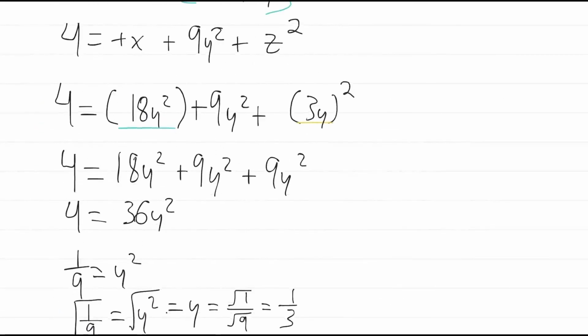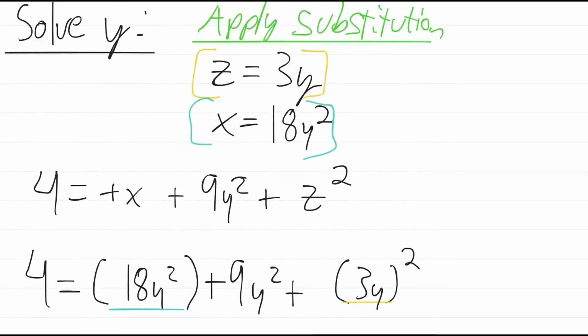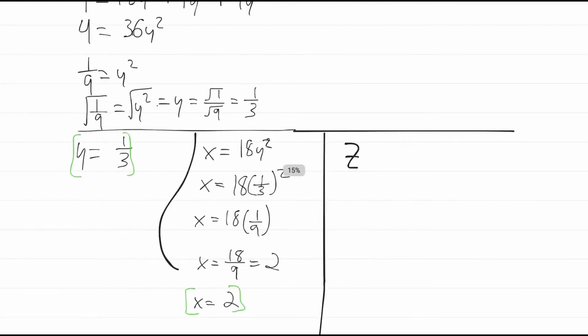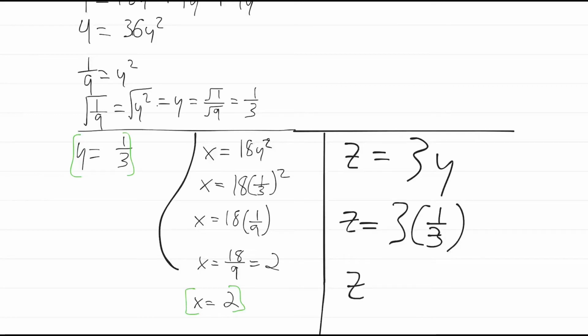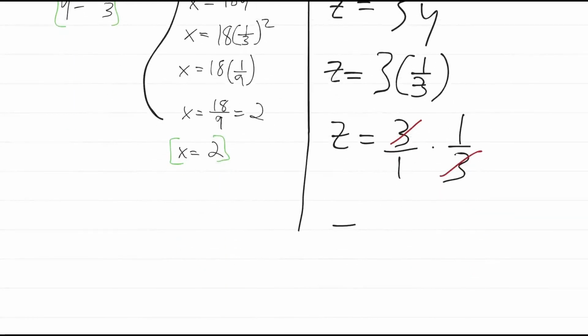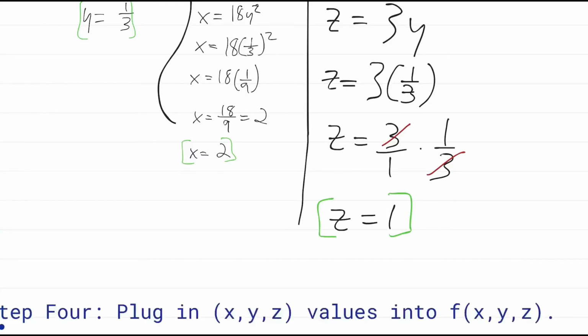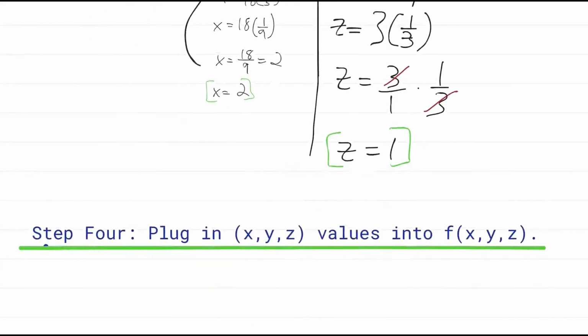So how about z? If we recall, our z is equal to 3y. What's our y? Our y is 1 over 3. So we can rewrite this as 3 over 1 times 1 over 3. The 3's cancel out, and we're left with z is equal to 1. So now we have x, y, and z. Now that we've solved for x, y, and z, we can proceed on to step 4.